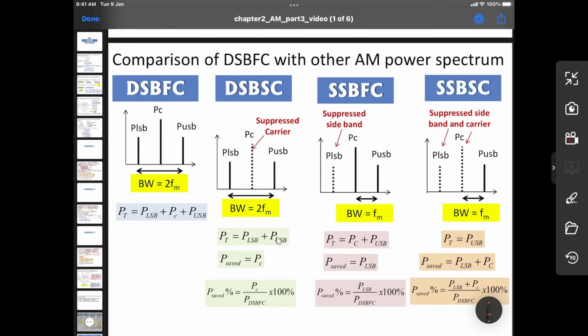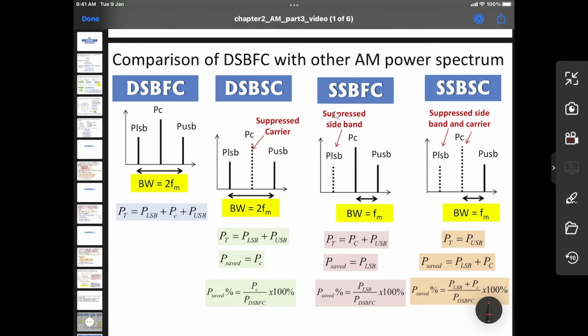So the power that we save is the one that we suppress, which is the PC. We want to calculate how much power we save when we suppress the carrier. It is the power saved over the conventional double sideband full carrier, multiplied by 100. So we can calculate how much power we can save when we use double sideband suppressed carrier.